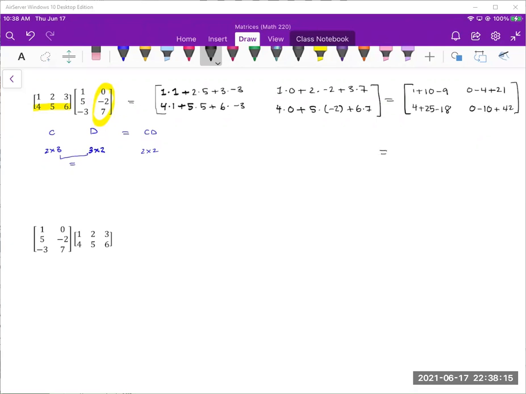It's good to write out this arithmetic. So 1 and 10 minus 9 is 11 minus 9, or 2. 25 minus 18 is 7. 4 and 7 is 11. 0 minus 4 plus 21 is 17. -2 plus 42 is 32. Okay, and we have our result.